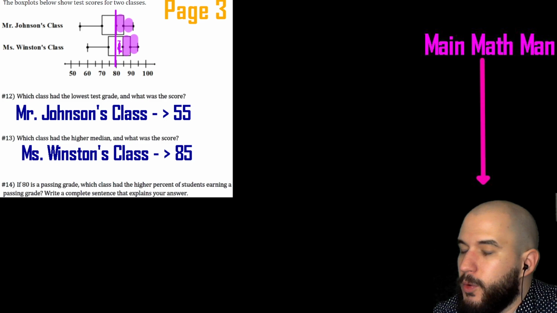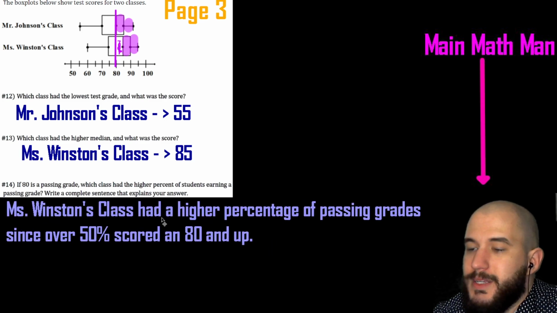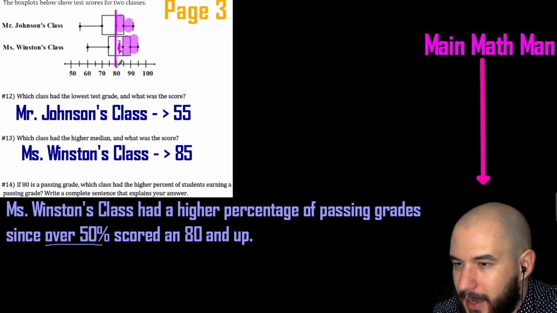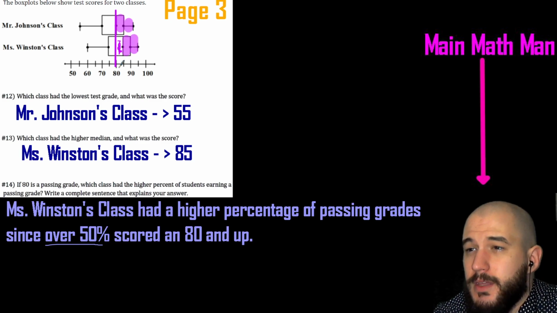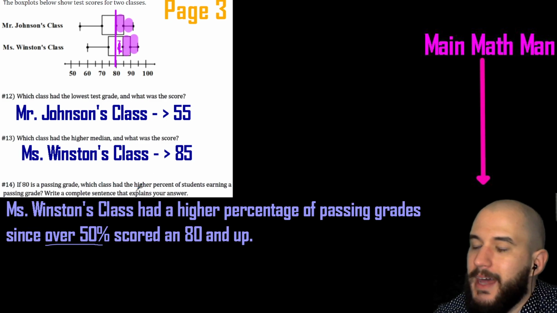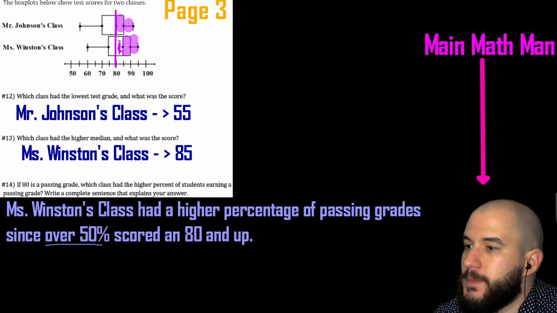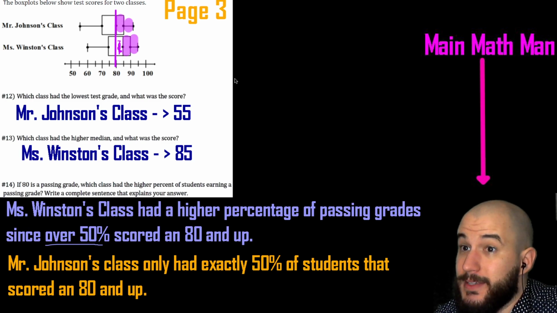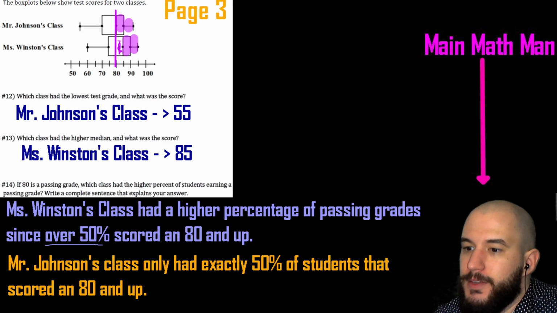So we could say Miss Winston's class had a higher percentage of passing grades, since over 50% scored an 80 and up. I got that over 50% because those 2 highlighted sections are 50%, but we go past that, so it's going to be more than 50%. And Mr. Johnson's class only had exactly 50% of the students score an 80 and up.